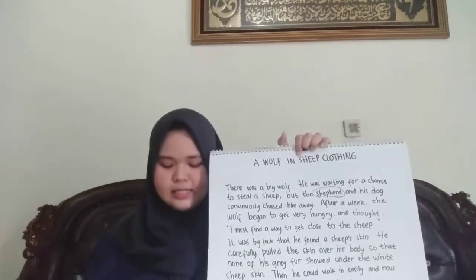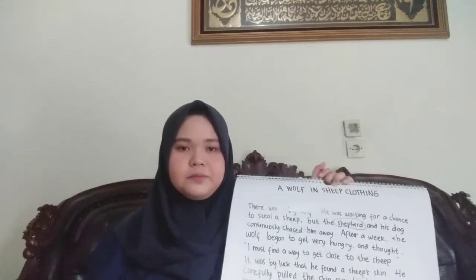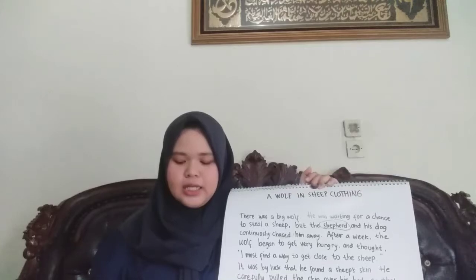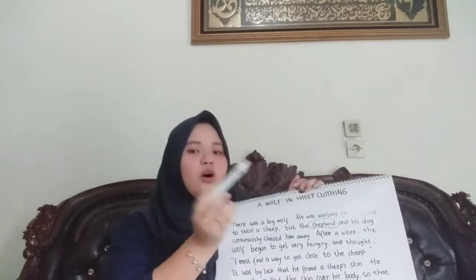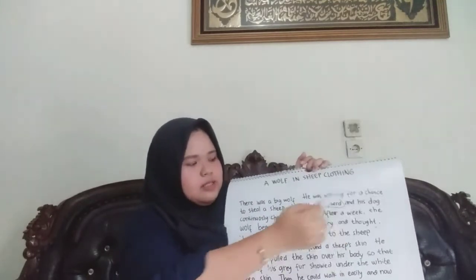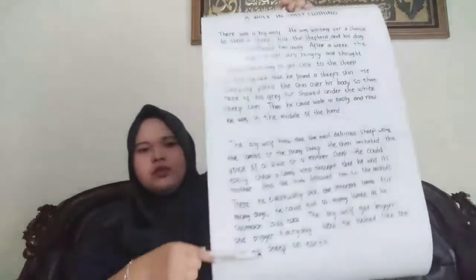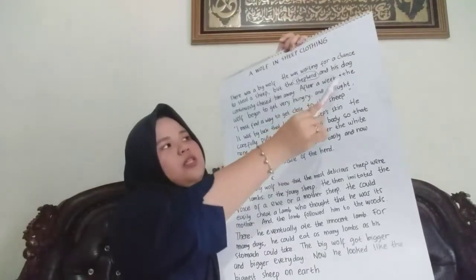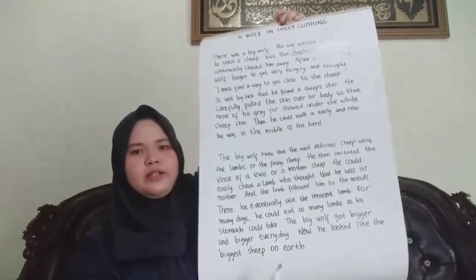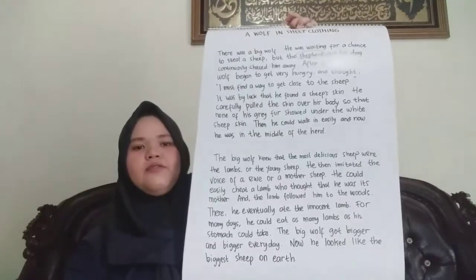And then next is complication. Complication is where the problems in the story develop. In this text we find the problems of the story in paragraph 1 until the second paragraph. So he was waiting for a chance to steal a sheep, until the last sentence of the second paragraph is the complication.